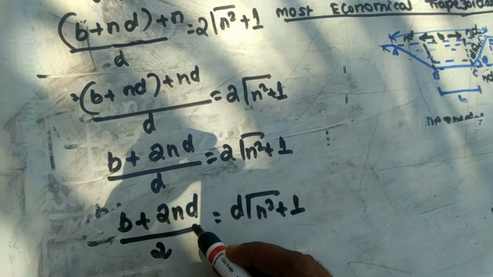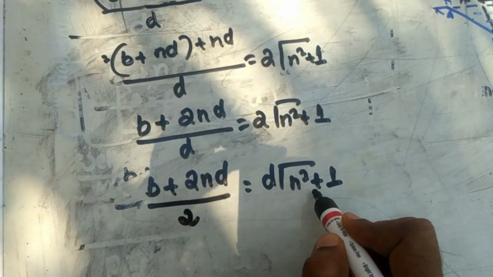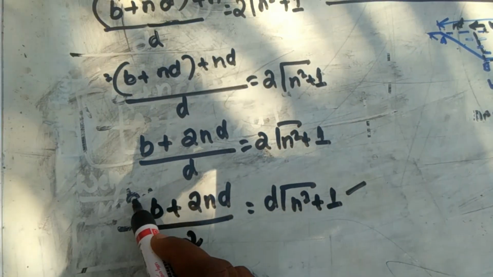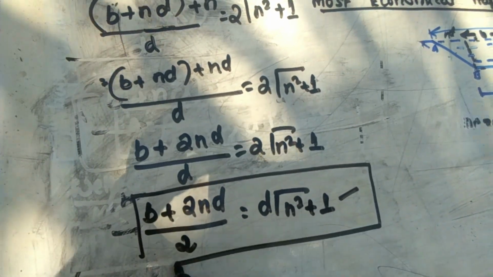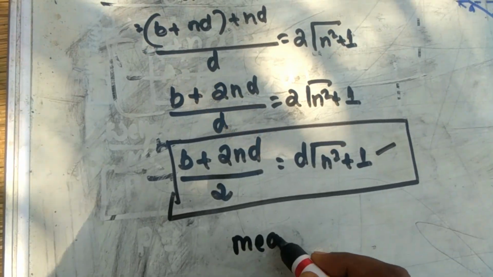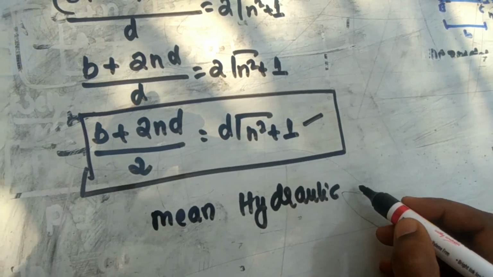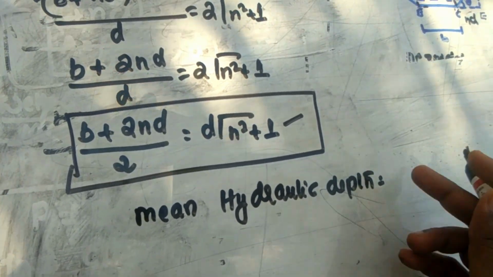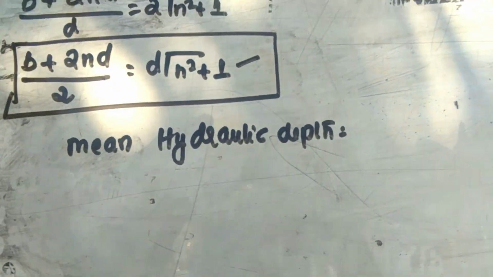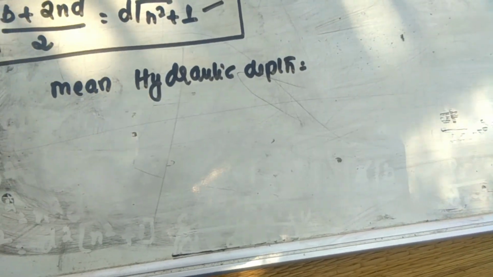It means half of the top width of the trapezoidal channel is equal to the side of the channel section. So we have proved the final equation: b plus 2nd divided by 2 is equal to d root of n square plus 1. And we need to find out the mean hydraulic depth also. Mean hydraulic depth means the depth, the height of the water, always should be the minimum depth of flow.